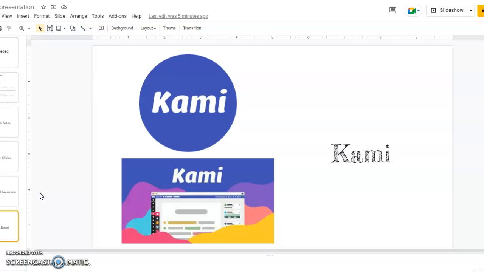However, I feel like Kami will give the students and me the best opportunity just because it does have a writing component if they felt like they wanted to write and draw, and it also has a typing component for them as well. So those are the few different technology challenges that I will be using and facing during this STEAM project.